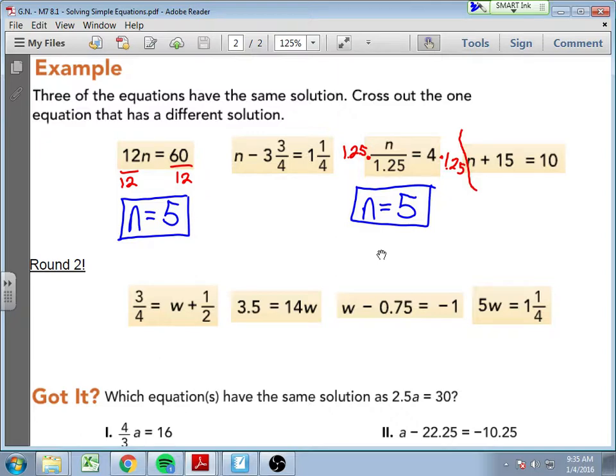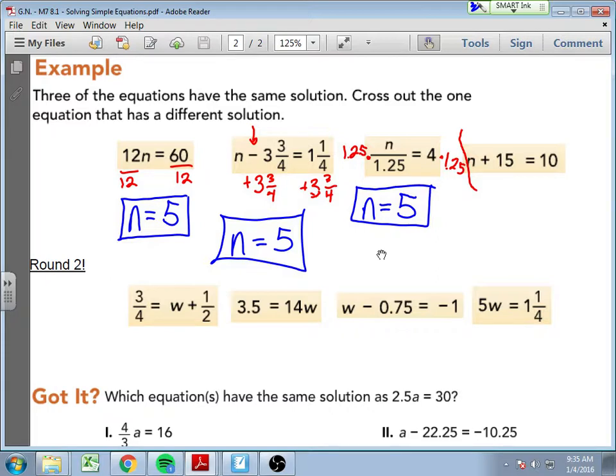Abby? The second one, what'd you do there? I did plus 3 and 3/4. Yeah, because we see subtraction, we want to add 3 and 3/4 to both sides. Make sure you're showing that you do it to both sides, and make sure that you're writing the right numbers, not like me. And Abby, what'd you get for n? 5. N equals 5. So we would assume, but we still better check, that the fourth one is different.